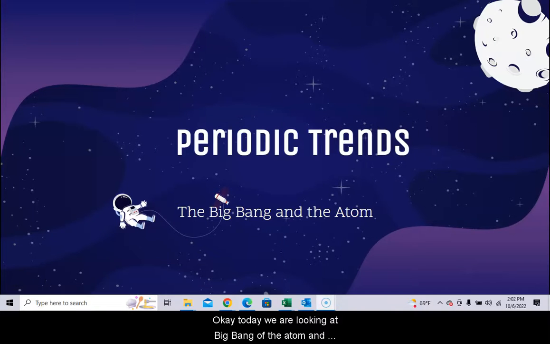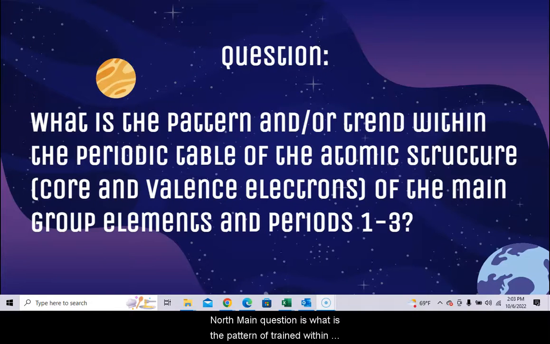Okay, today we are looking at Big Bang and the atom and how everything ties together. We've looked at electrons, valence electrons, ions. We have looked at how things work on the periodic table, and now we are looking at all of those things in reference to each other and why they act the way they do. The first main question is, what is the pattern or trend within the periodic table of the atomic structure?